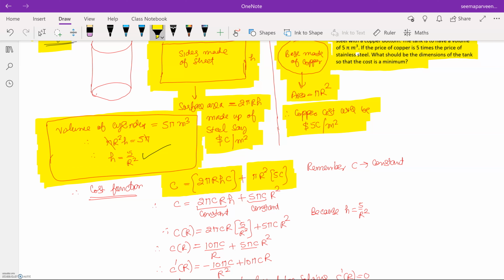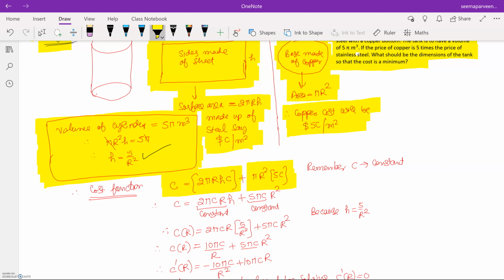Now we have two variables, one is radius, one is height. And remember, in any optimization problem we do, we might have many equations in many different variables. Our first goal is to write the equation in terms of one variable, especially now.